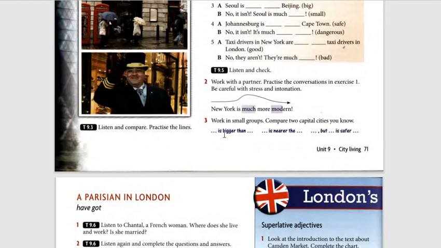So let's make a comparative. As in these sentences, is bigger than, is nearer than, you have to imagine and make a comparison between the two things or two persons or two cities that you are choosing.